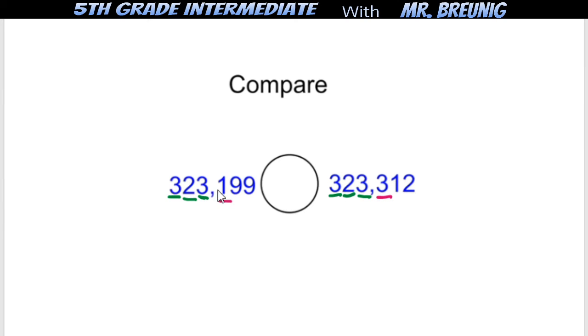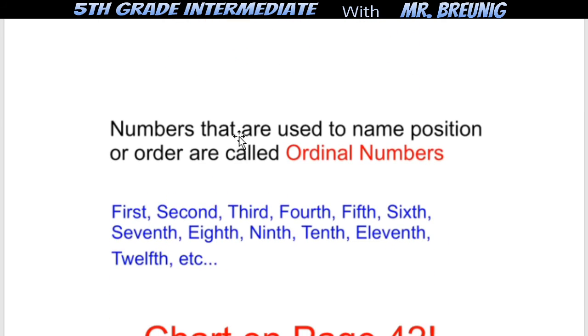I think we all know what's bigger when I look at a 1 and a 3. The 3 is bigger. So this actually says 323,199 is less than 323,312. I've got my alligator taking a bite out of the bigger number. Let's go ahead and scroll on down.